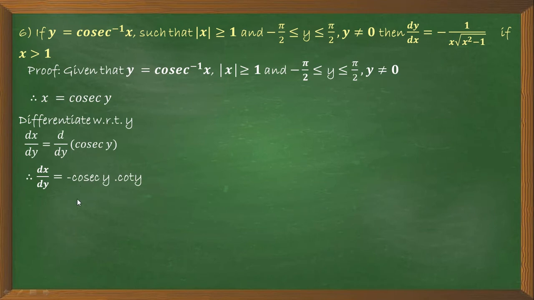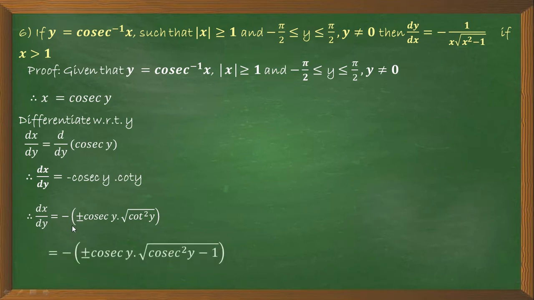Now we will adjust this. So how will you write? See, this minus sign is as it is. Remember, keep the minus sign as it is and adjust this term only. So how will you adjust? Cot y can be written as plus or minus under root cot square y, cosec y as it is.